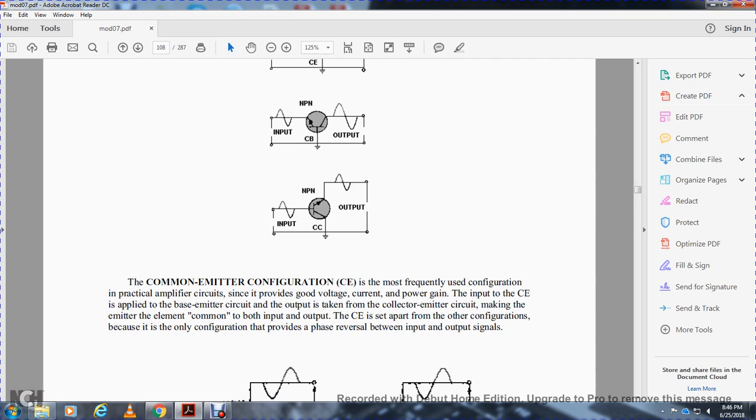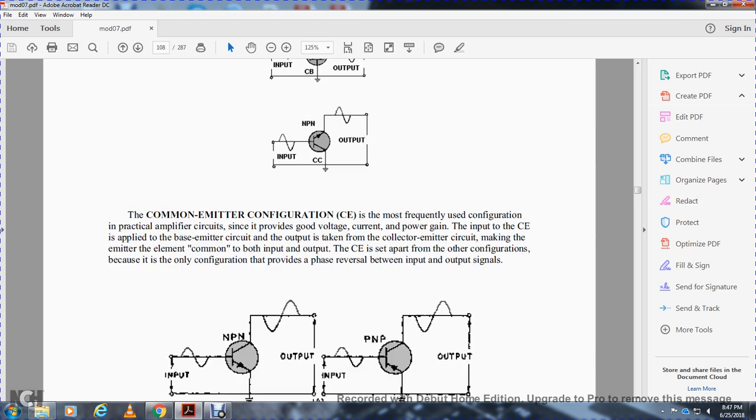Common emitter configurations most frequently use the configuration in practical amplifier circuits since it provides good voltage, current, and power gain. The input of the common emitter is applied to the base-emitter circuit, with the output taken from the collector-emitter circuit, making the emitter the element common to both the input and output. The common emitter is set apart from the other configurations because it is the only configuration that provides a phase reversal between the input and output signals.